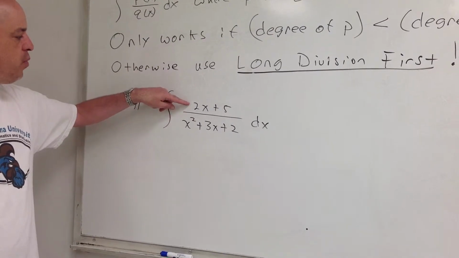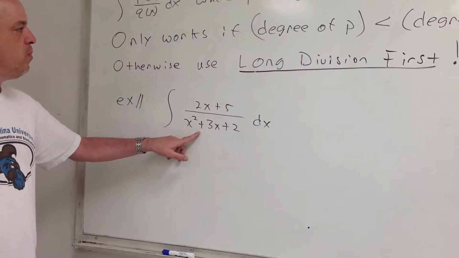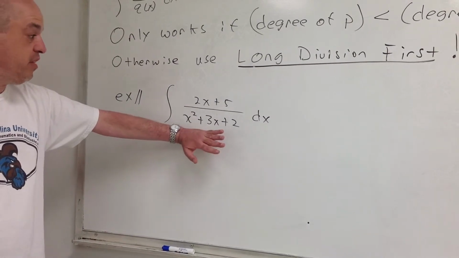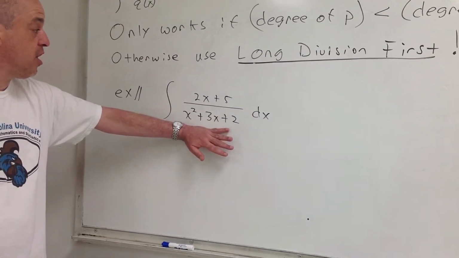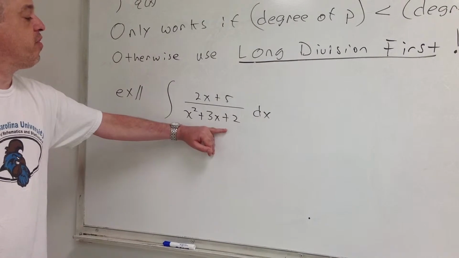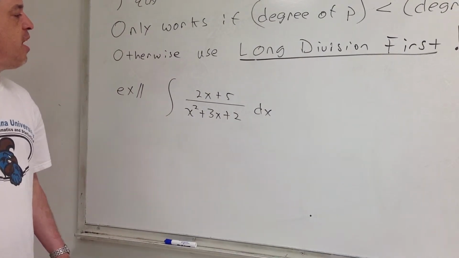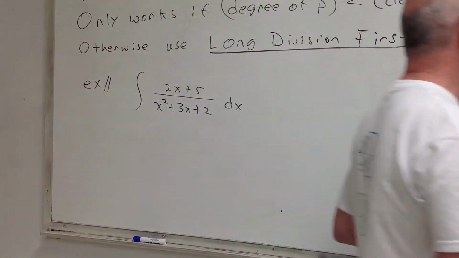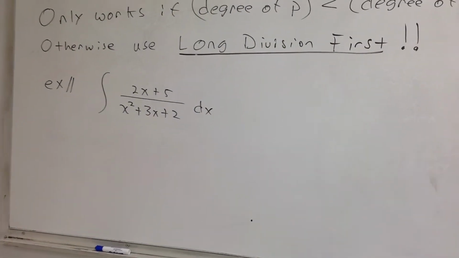The degree at the top is 1, the degree at the bottom is 2. So this does fit the pattern, which needs to be there to use partial fraction decomposition. Now this is really a lot like the opposite of adding two fractions using a common denominator. We're going to kind of unadd the two fractions now.